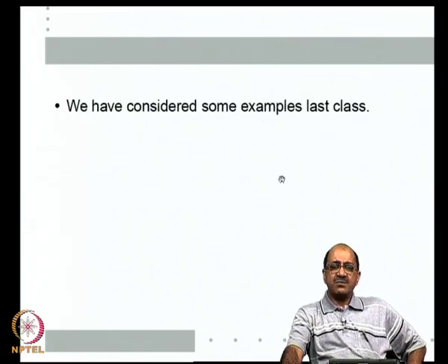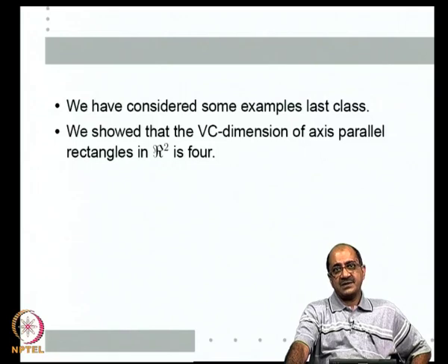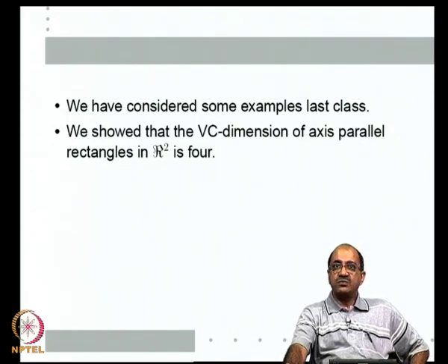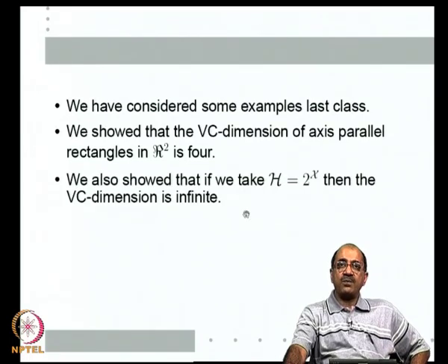Okay. We considered some examples last class. For example, we showed that the VC dimension of axis parallel rectangles is 4, and as I mentioned, it is also interesting to know that the family of axis parallel rectangles can be represented by 4 parameters, because each axis parallel rectangle is completely determined by the coordinates of its bottom left and top right corners, which need 4 numbers, right. We also saw that if you take H to be all possible 2 class classifiers, H equal to 2 power X, the power set of X, then the VC dimension is infinite, right.